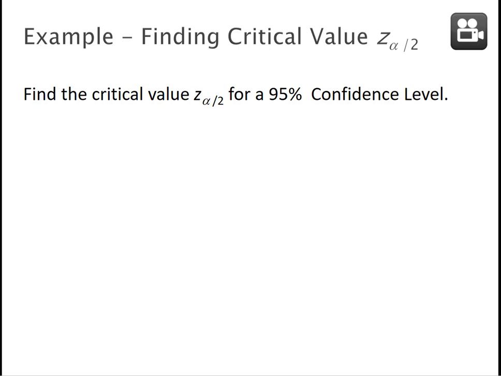Hi class, in this video we are going to find critical values, or that z alpha over 2. So we'll be working two examples here. The first one says find the critical value z alpha over 2 for a 95% confidence level.